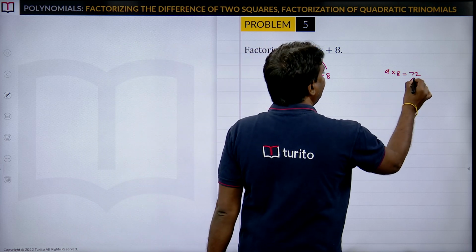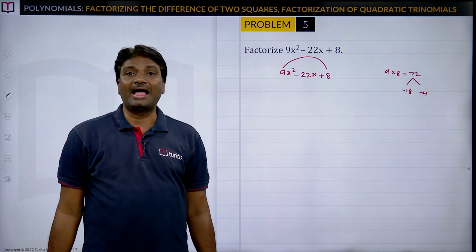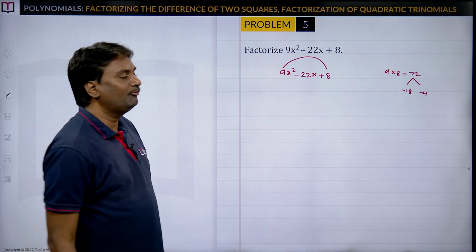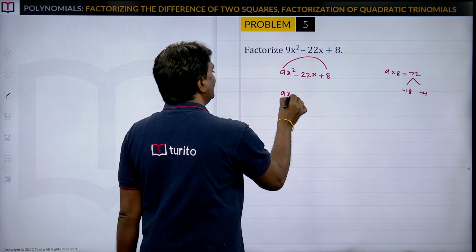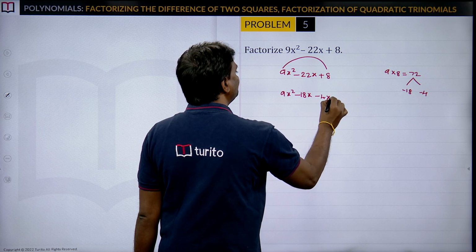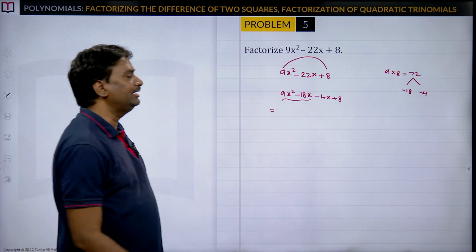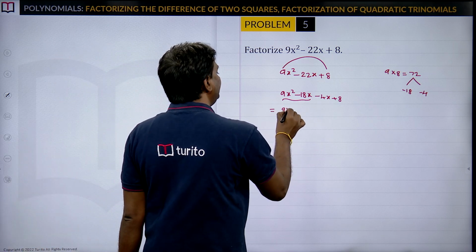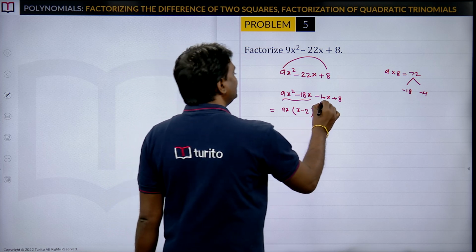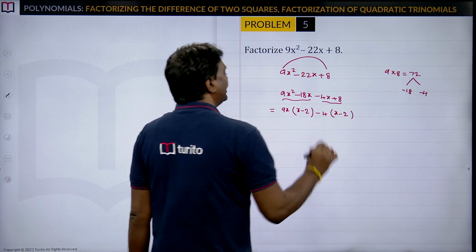If you take minus 18 and minus 4 as the factors, minus 18 into minus 4 is plus 72, and minus 18 minus 4 is minus 22. So, we can write 9x square minus 18x minus 4x plus 8. From the first two terms 9x square minus 18x, we can take 9x as common. So, you will get x minus 2. From minus 4x plus 8, by taking minus 4 as common, you will get x minus 2.